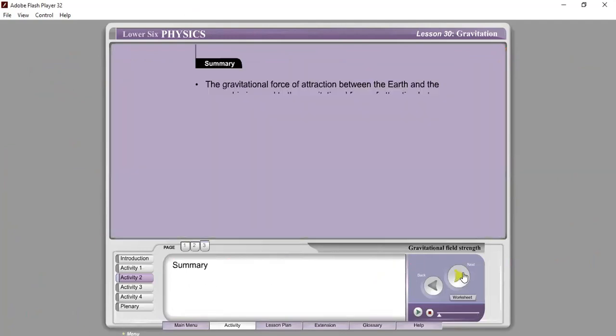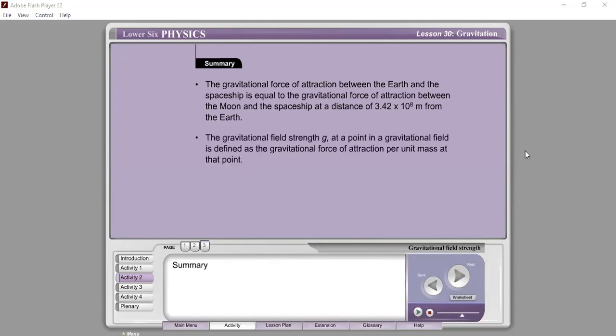Okay, let's move on. Summary. The gravitational force of attraction between the Earth and the spaceship is equal to the gravitational force of attraction between the Moon and the spaceship at a distance of 3.42 times 10 to the power 8 meters from the Earth. The gravitational field strength G at a point in a gravitational field is defined as the gravitational force of attraction per unit mass at that point. G equals gravitational force over mass, which equals F over m. So G has two meanings, remember. One is the gravitational acceleration. G also represents the strength of the gravitational field.